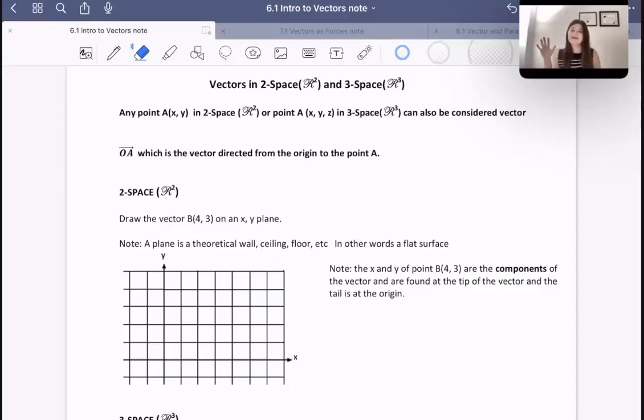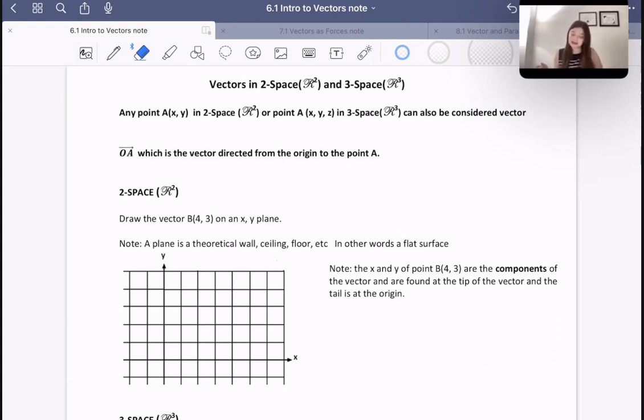Hello, everyone. Welcome back. Today I'm going to be talking about vectors in two space and in three space. So, if you think about it, whenever we have some sort of line in two space or three space, we can also consider that a vector, because a vector is just defined as anything with a magnitude and a direction. And a line in two space or a line in three space does have a magnitude and does have a direction, and therefore we can consider it a vector.